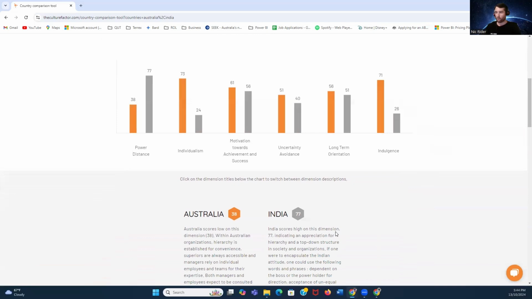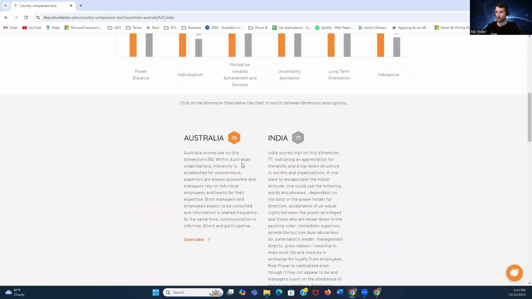So once again, you want to look at the overall scores down here. We can see that Australia scores low on the dimension and India scores high. So they have an appreciation for a hierarchy and a top-down structure in society and organization. So it's more of a top-down based management approach.